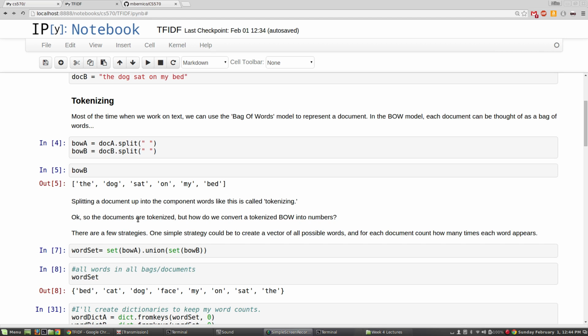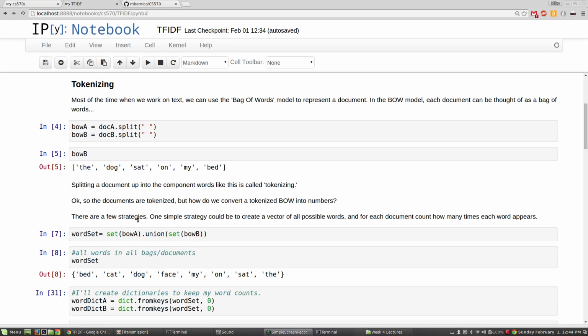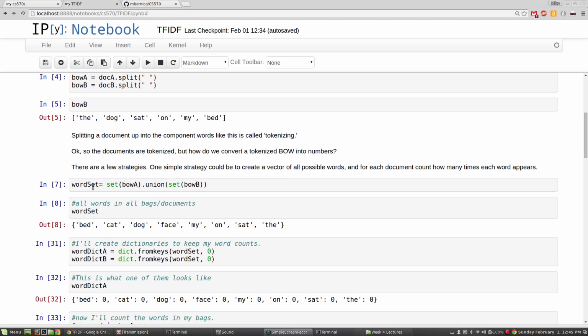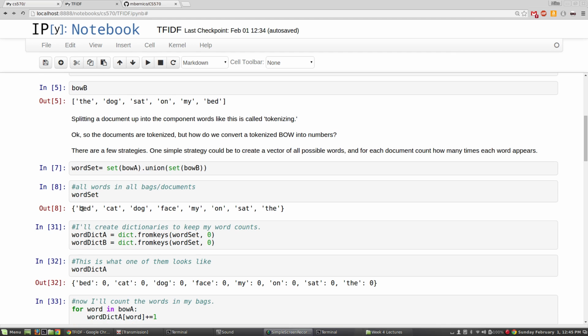But how do we get a tokenized bag of words into numbers? There are a few strategies. The simplest one possible, which I always like to start with, is to create a vector of all the possible words for each document and then just count how many times each word appears. So I'm going to do that here. First of all, I create a set of the unique words contained across all documents. I'm using sets here because that eliminates duplicates. And so I'm creating a union of the 2 sets, bag of words A and bag of words B. And that gives me a set in this case, but it's really a list of all the unique words in the corpus.